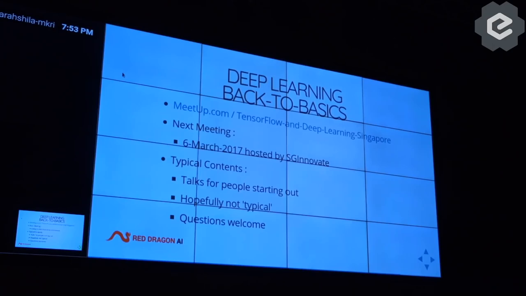Another thing we're doing, since there may not be that much beginner content today, is a deep learning back to basics session, which will be held at SG Innovate, on Carpenter Street near Clarke Quay. There's one on the 6th of March. If you came a year ago, it's going to be similar to the beginner content we were doing then, so we're catching up with people who didn't attend the meetup. We also welcome questions. But we're conscious that there are quite a few beginner-ish things, and we don't want to duplicate stuff, so we're going to play it by ear and find out.